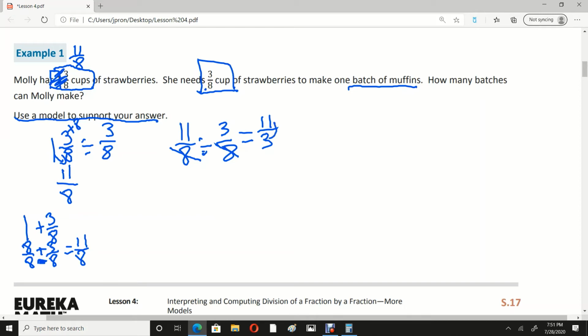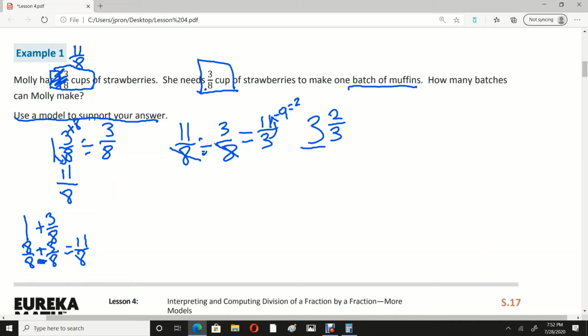So how many times is 3 going to go into 11? Well, 3 is going to go into 11 3 whole times, and that's 3 times 3, which is 9. 11 minus 9 is 2. That means we have 2 as a remainder. We'll be able to make 3 whole batches with 2/3 of what we need to make another batch, right? So really we're only going to be able to make 3 whole batches here.